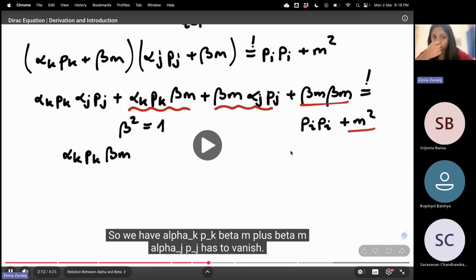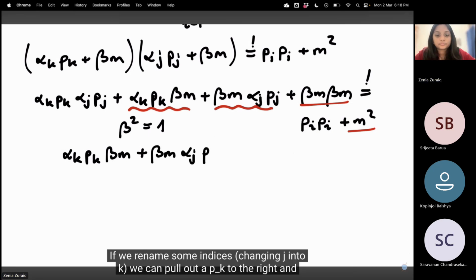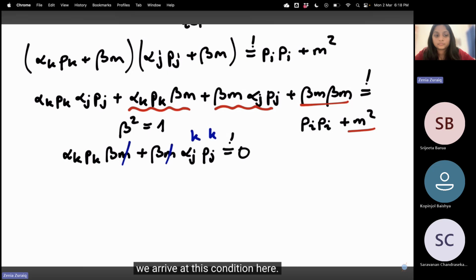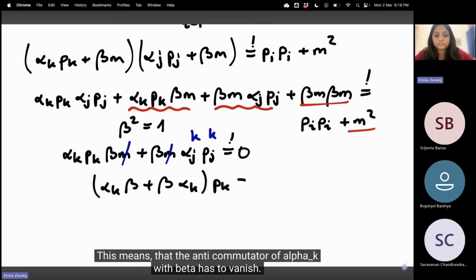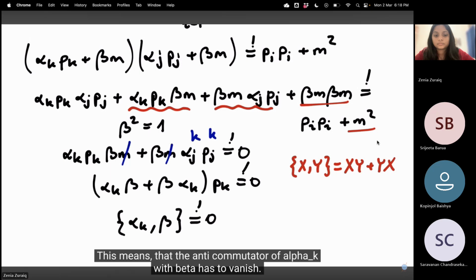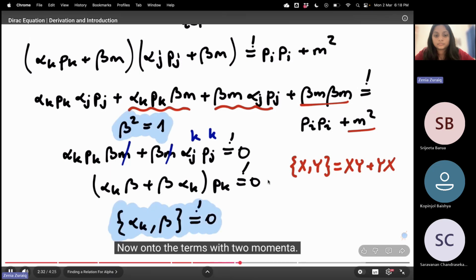Beta m plus beta m alpha_j p_j has to vanish. If you rename some indices, changing j into k, we can pull out a p_k to the right, and we arrive at this condition here. This means that the anti-commutator of alpha_k with beta has to vanish. Now onto the terms with two momenta.